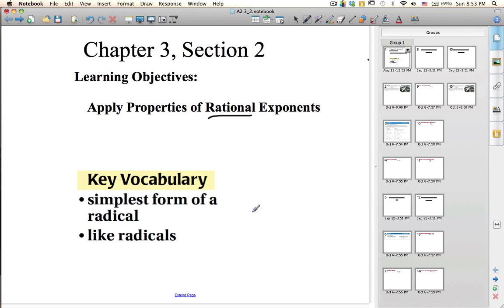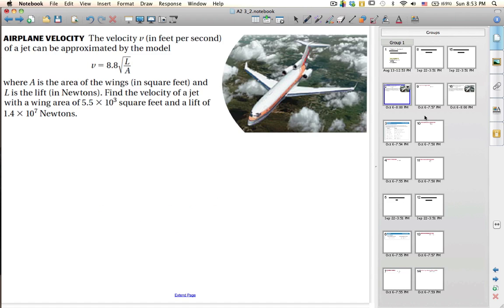in order to think about like radicals. Again, in working with problems that have exponents involved, we have this idea about velocity. The velocity in feet per second of a jet can be approximated by this model: velocity is equal to 8.8 times the square root of L divided by A, where L is the lift in newtons and A is the area of the wings. So then we want to find the velocity of a jet when they supply us with the wing area and the lift, and we'll work that out in terms of how we simplify these radicals.